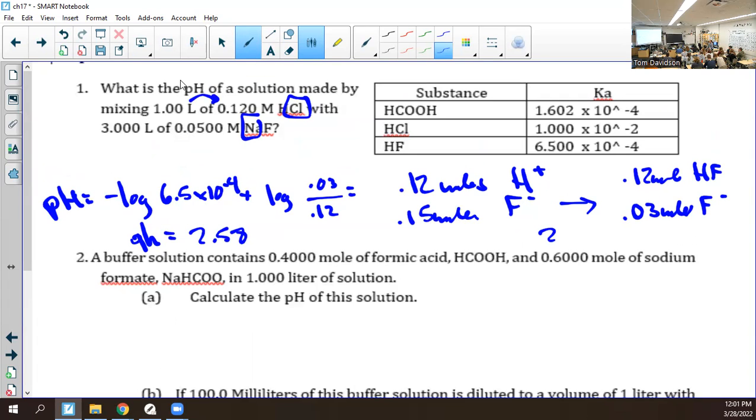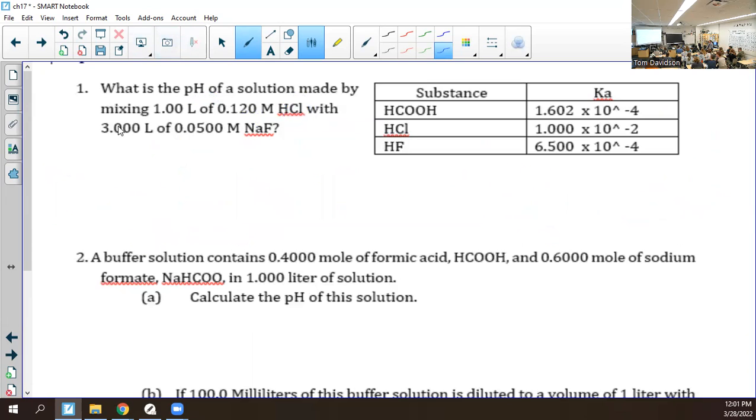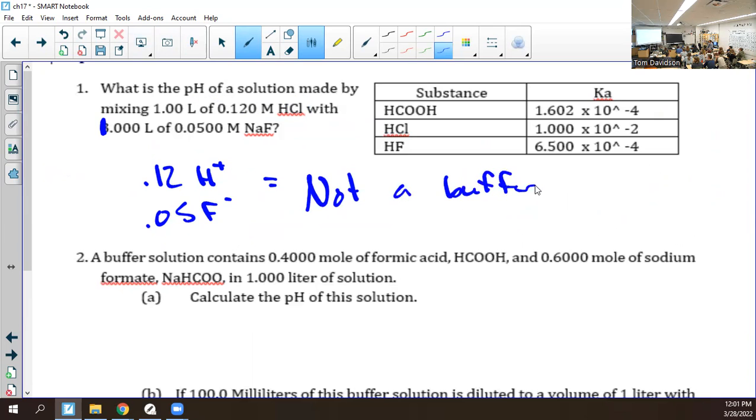Okay, what I want to warn you, because on the test there will be one like this. What's the difference by making that a 1? A lot less. All right, so I'd have 0.12 of H plus, right? And I'd have 0.05 F minus. So it's not a buffer. Now, Aisley says, so you'd use x squared. She's wrong.